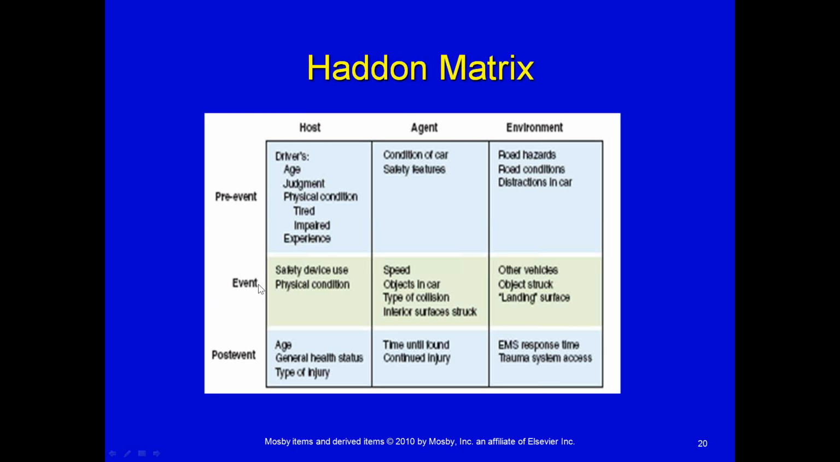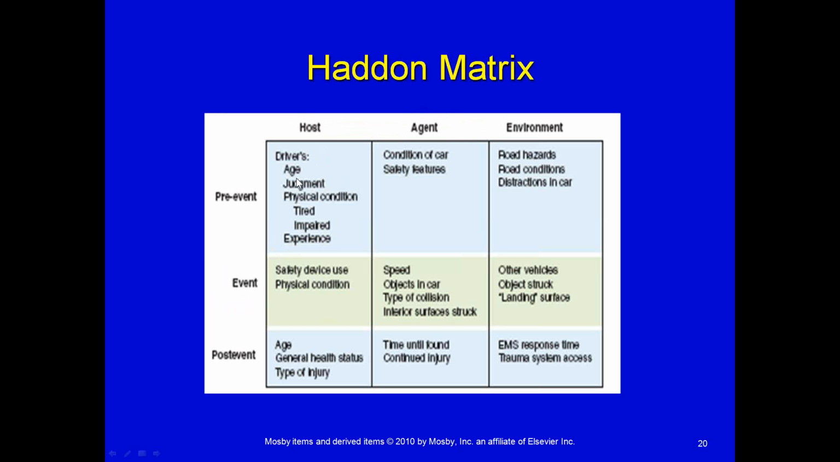Now, when we deal with the actual traumatic injury, the host, things that affect the event include safety devices used. Did they have a helmet on? Were the seat belts on and properly applied? And then the physical condition of the host as well. If they have comorbid factors, if it's an elder patient with multiple medical conditions, during an injury they're not going to fare as well as somebody who is younger with no comorbid factors.